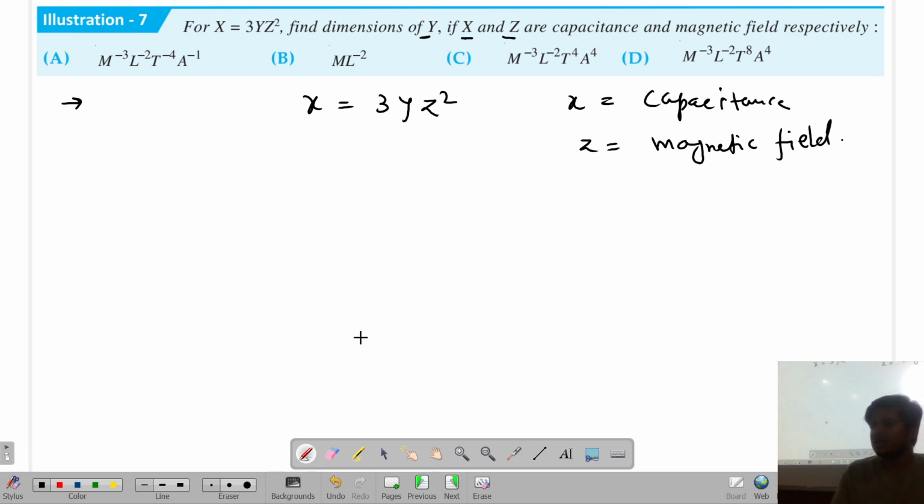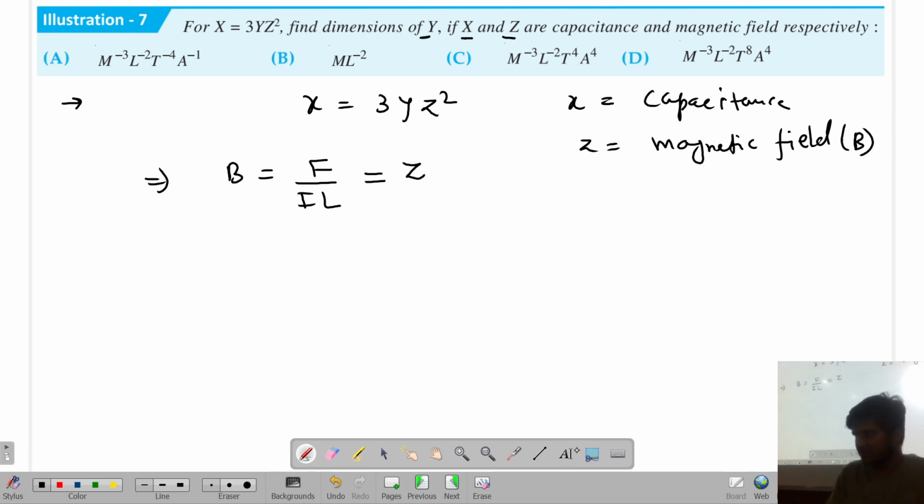Now, there are two formulas for this. One is, magnetic field is denoted by B. So B is equal to force by current into length L. This is the formula of magnetic field, which is also written as Z, as given in the question. Are you sure now?